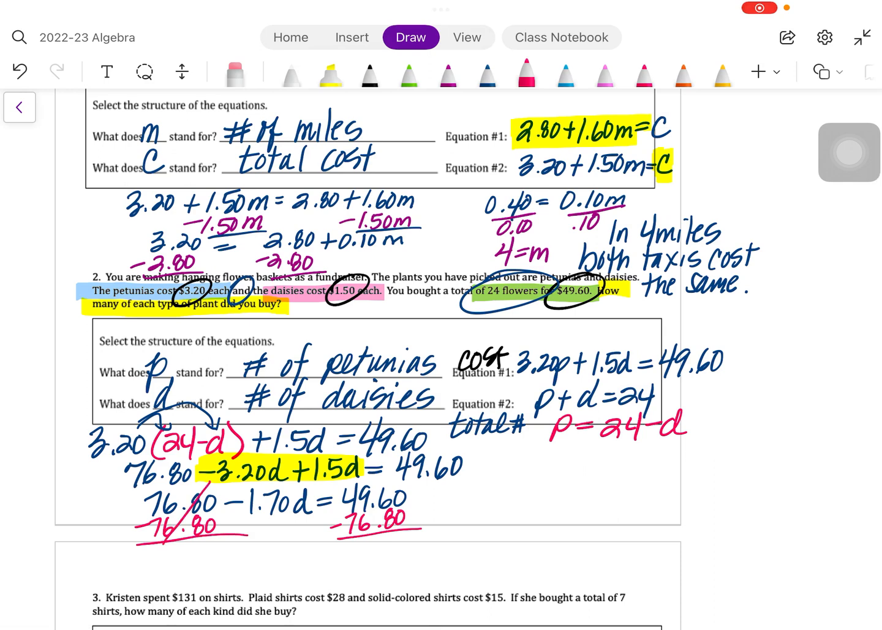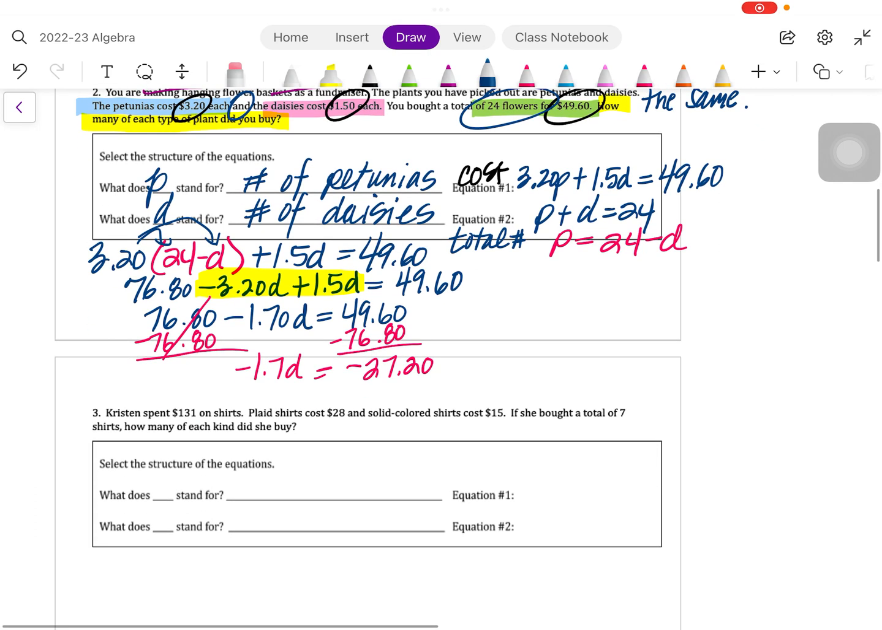Again, I'm grabbing my calculator. 4960 minus 7680 is negative 2720. And then I have to bring down the negative 1.7d. My final step is divide both sides by negative 1.7.